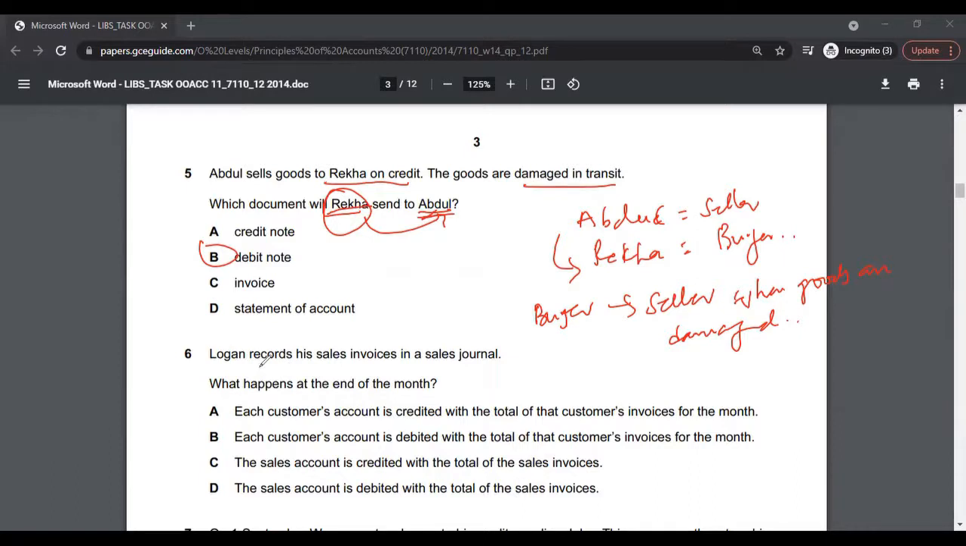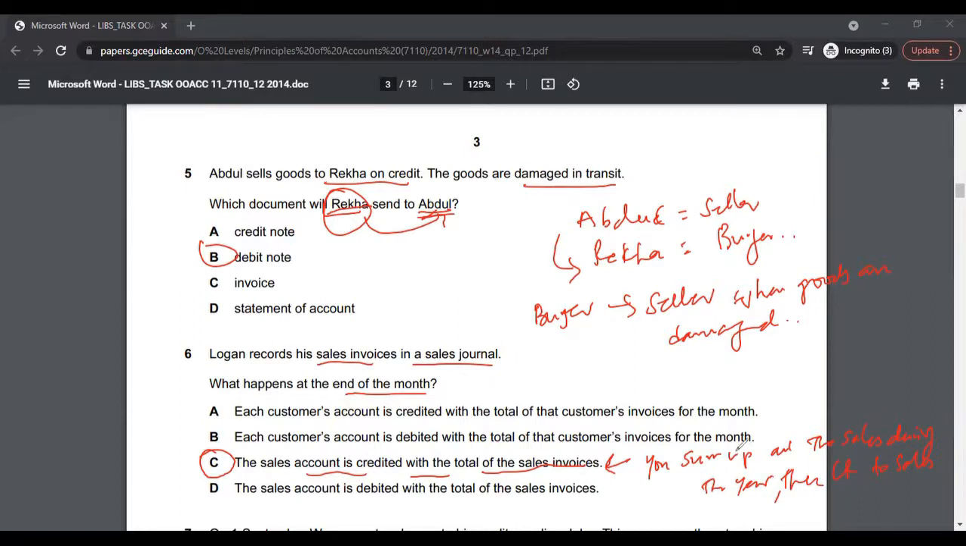Multiple choice 6. Logan records his sales invoices in a sales journal. Okay, what happens at the end of the month? Let's read the options. Okay, the answer to multiple choice 6 is option C. The sales account is credited with the total of the sales invoices, right? So this basically means that you sum up all the sales during the year and then credit to sales. So the answer to multiple choice 6 is option C.